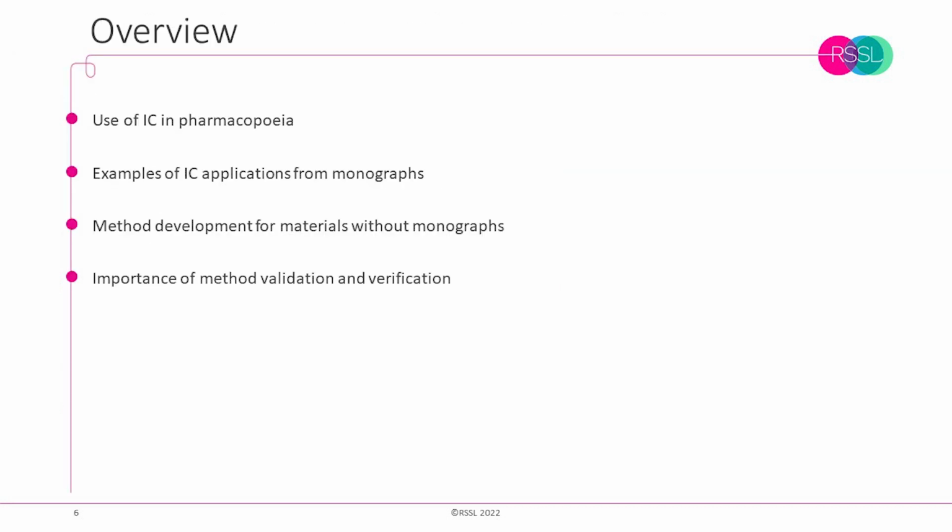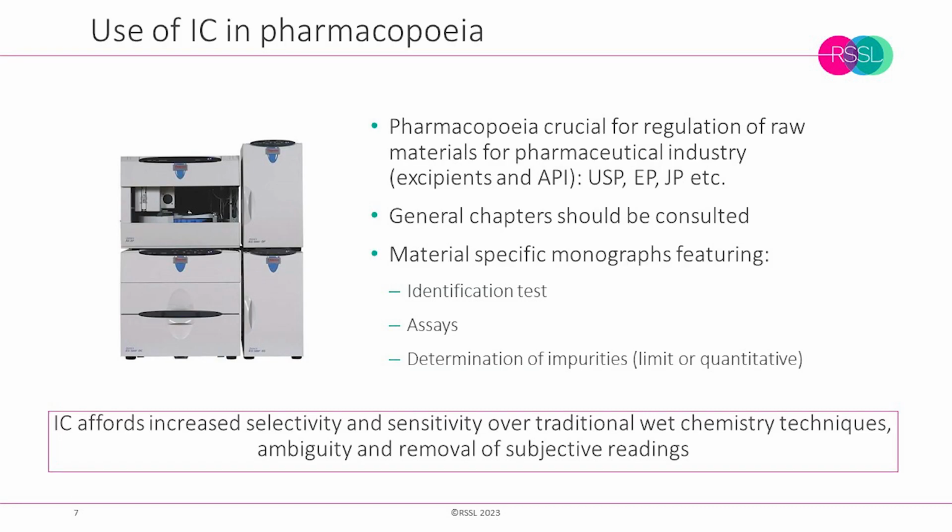Let's go through the index of our presentation. Firstly, we will speak about the use of IC in pharmacopeia and examples of IC applications from monographs, and then we will continue with how monographs can be the start of method development and the importance of verification and validation.